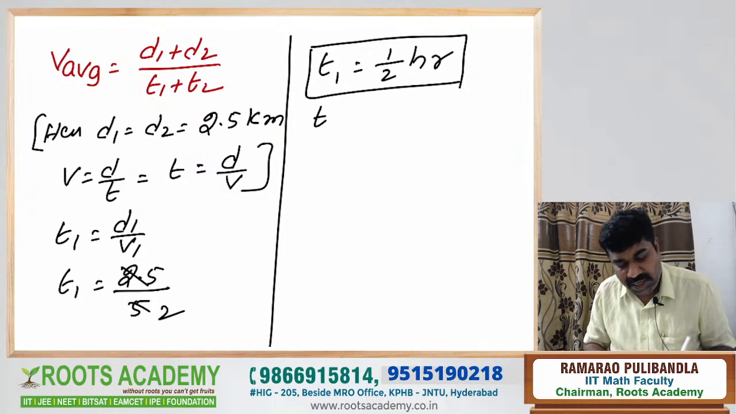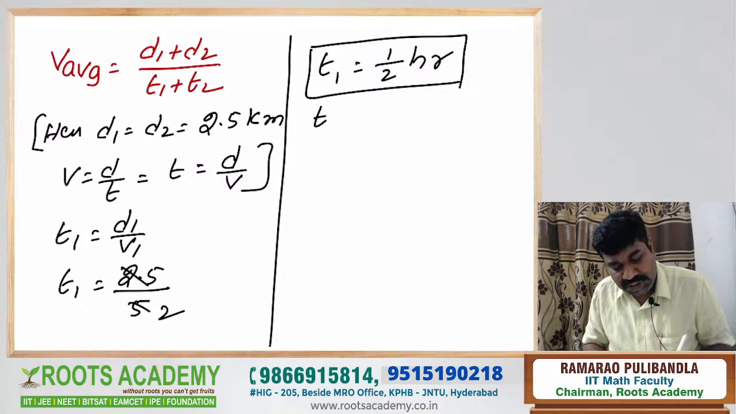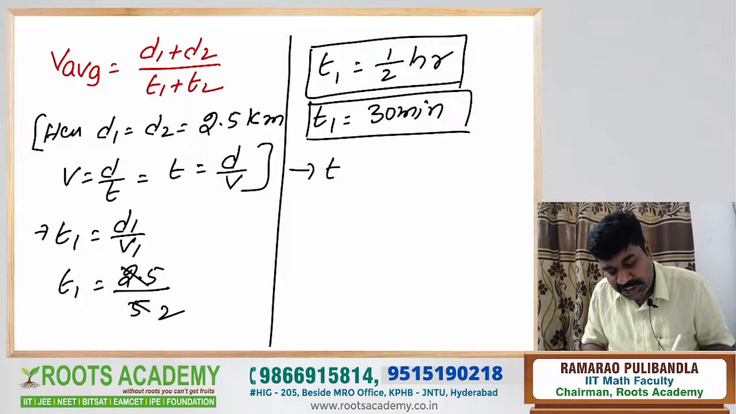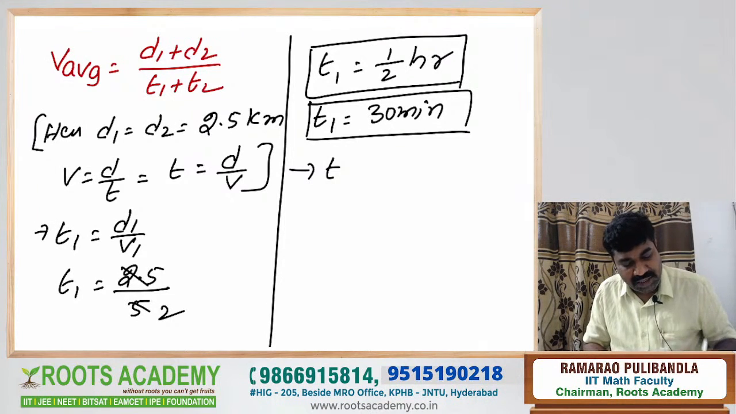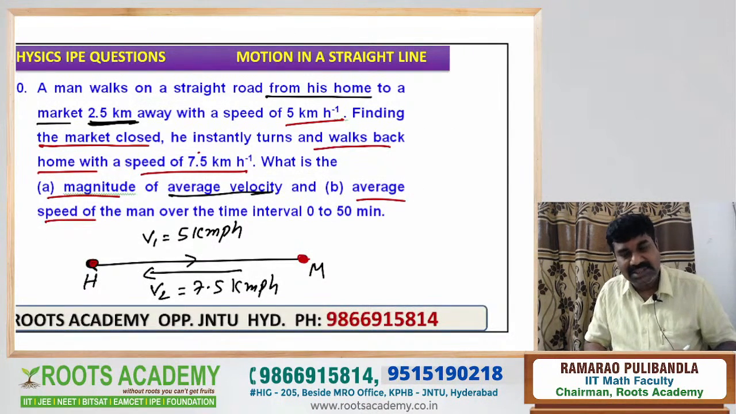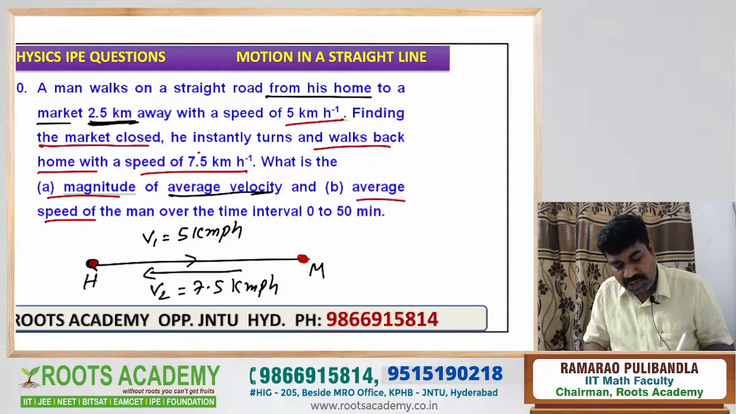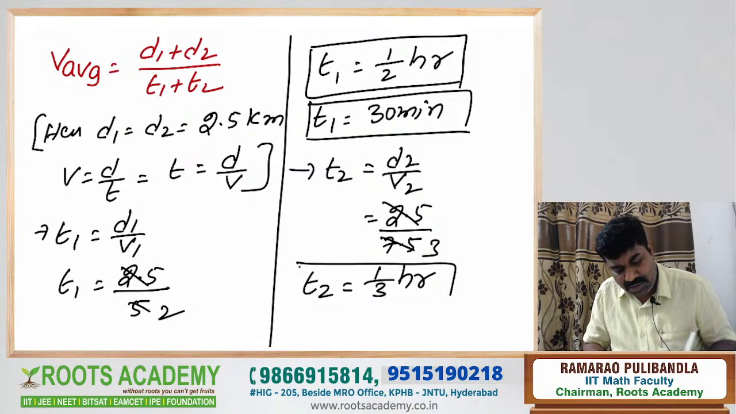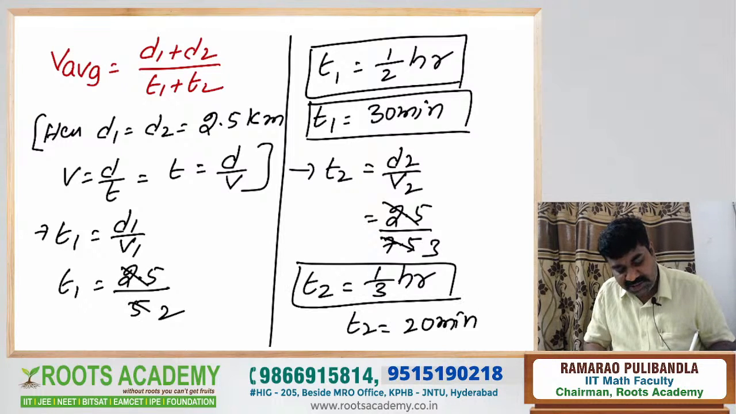And what about t2? t2 is nothing but d2 by v2. d2 is also the same, 2.5 kilometers, divided by the speed, which is 7.5. So t2 is nothing but 1 by 3 hour, that is, t2 is 20 minutes.